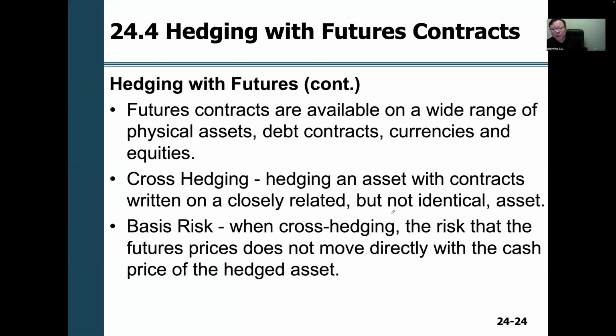Futures contracts are available on a wide range of physical assets, debt contracts, currencies, and equities. We mentioned forward contracts are mostly used for hedging exchange rate risk, but I believe futures contracts are broader. Cross hedging: hedging an asset with contracts written on a closely related but not identical asset. This is just the concept. Basis risk: when cross hedging, the risk that the futures price does not move directly with the cash price of the hedged asset.